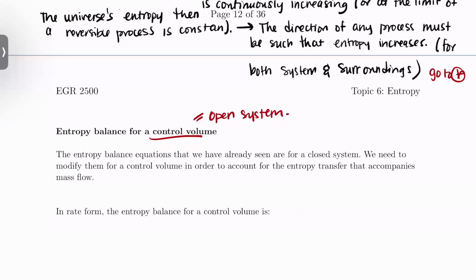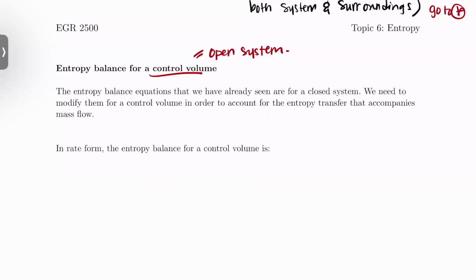All right, so just like when we talked about conservation of energy, we're going to need to modify our equations that we were using for a closed system in order to account for the transfer that's going on, because mass is coming in and out of our system now, right? So essentially we need to take into account entropy transfer that is coming along with mass flow.